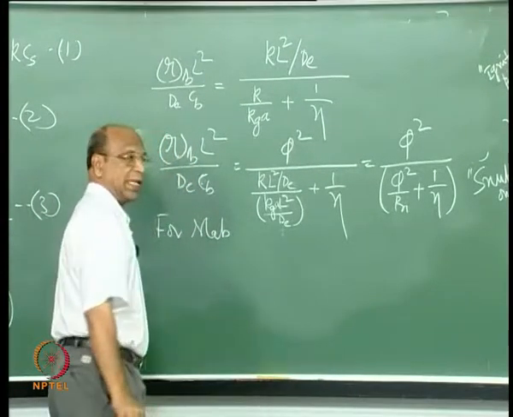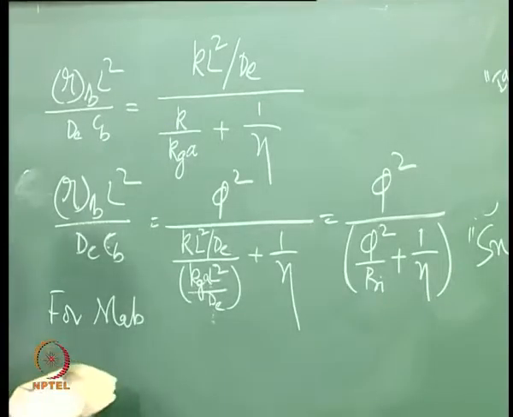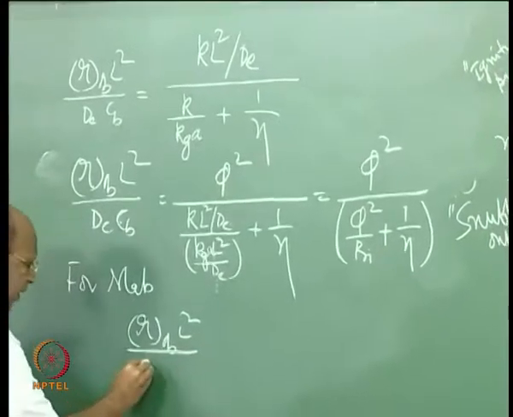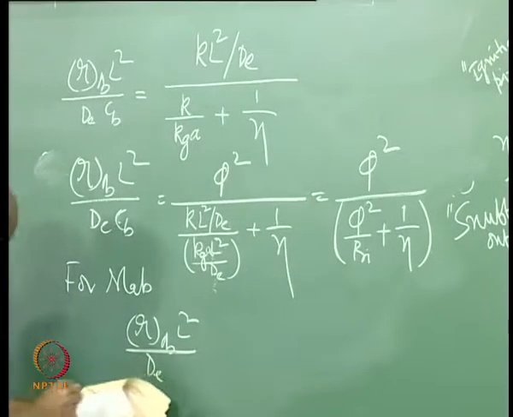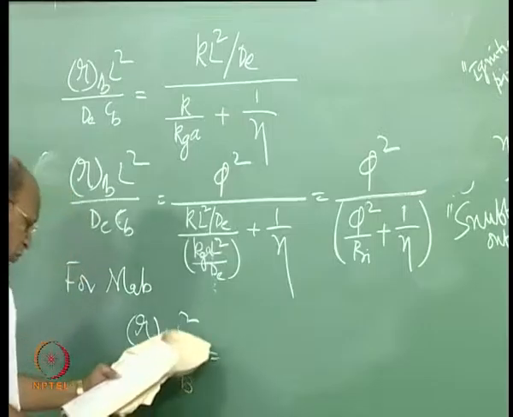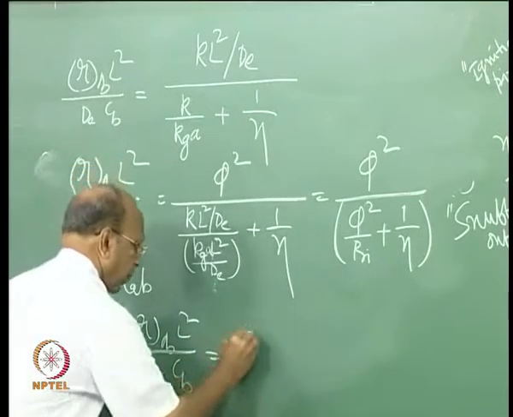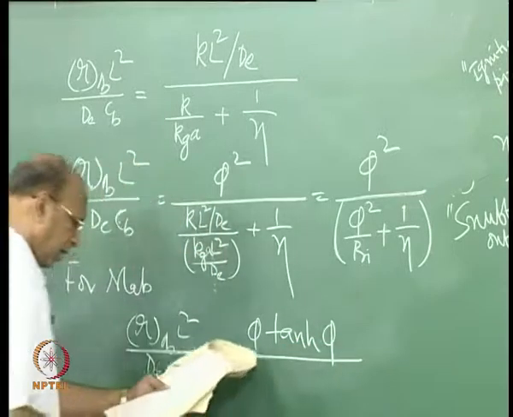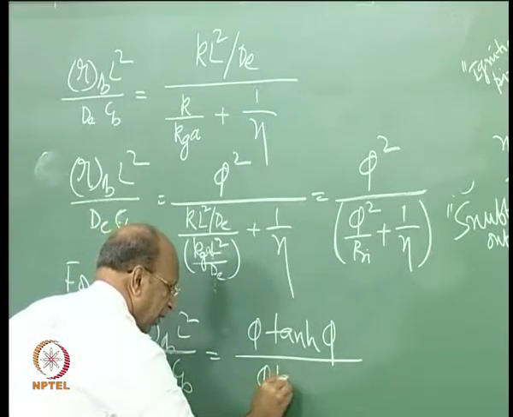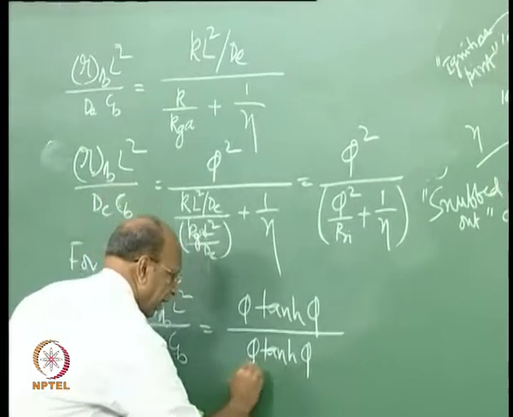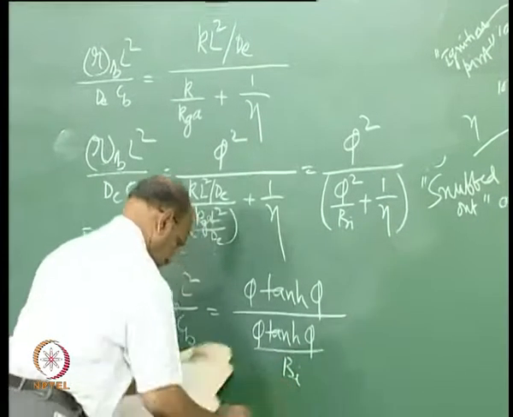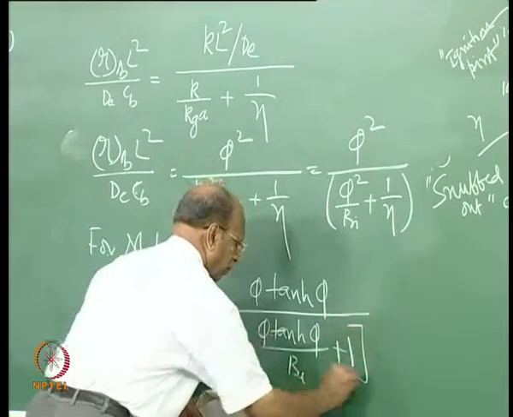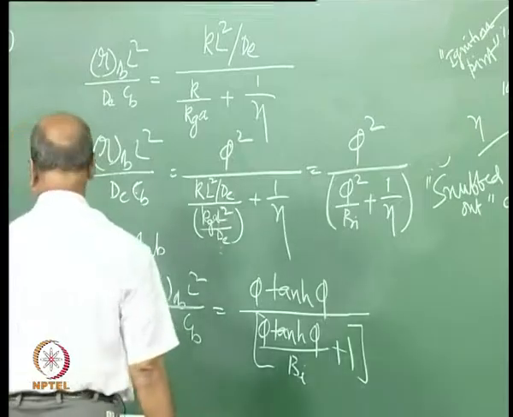For a slab, eta equals tanh phi by phi. Did you get this? Eta R O B L square by D E C B equals phi tanh phi divided by phi, tanh phi by Biot number, plus 1. Is this number going total?